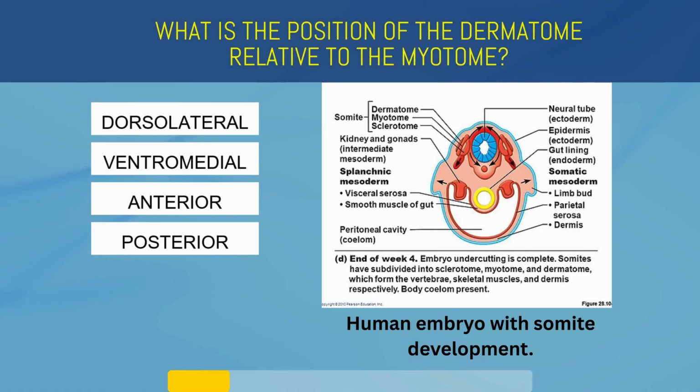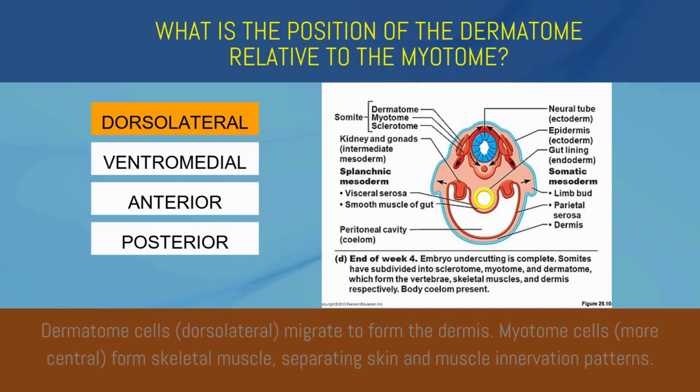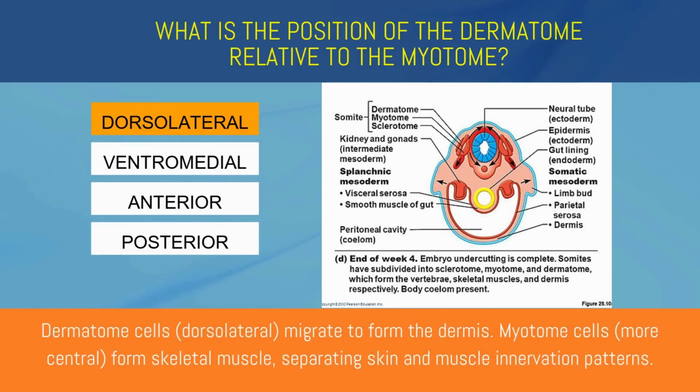What is the position of the dermatome relative to the myotome? Dorsolateral, ventromedial, anterior, or posterior? Dorsolateral. Dermatome cells migrate to form the dermis. Myotome cells form skeletal muscle, separating skin and muscle innervation patterns.